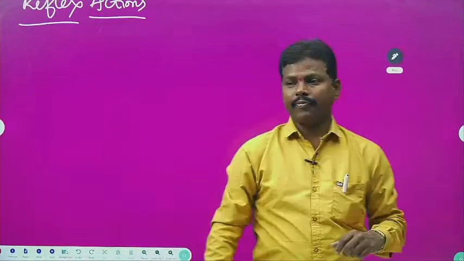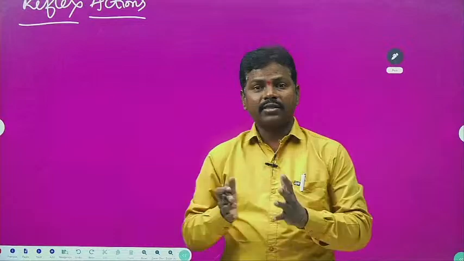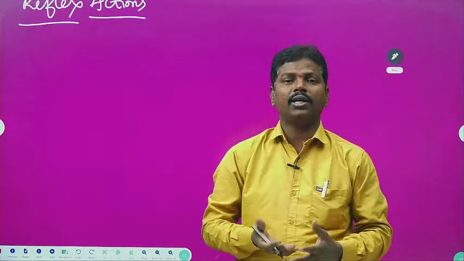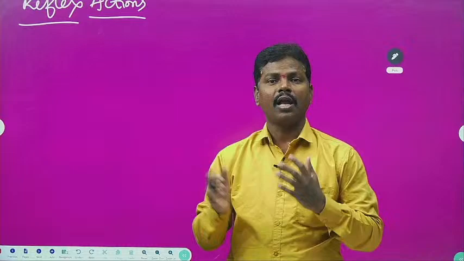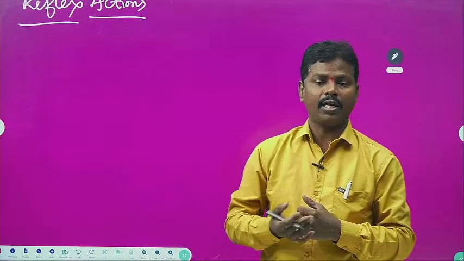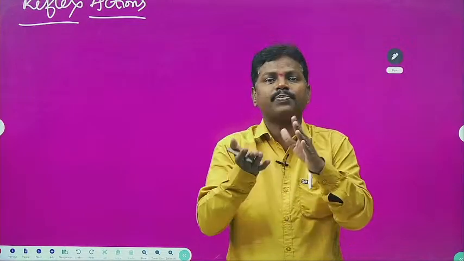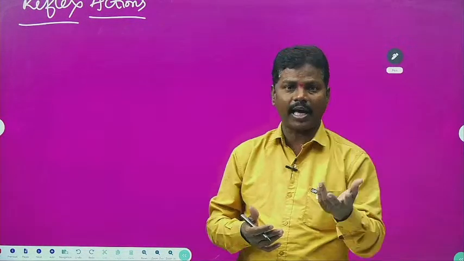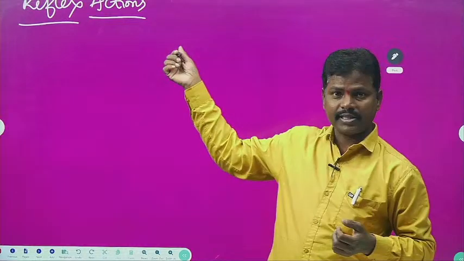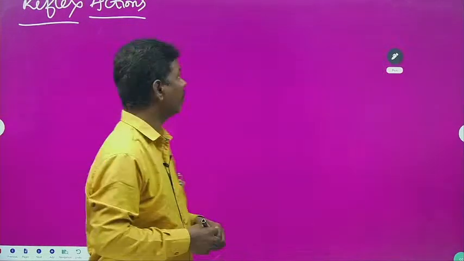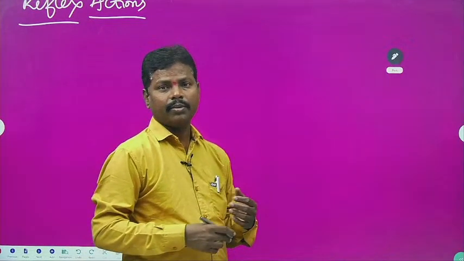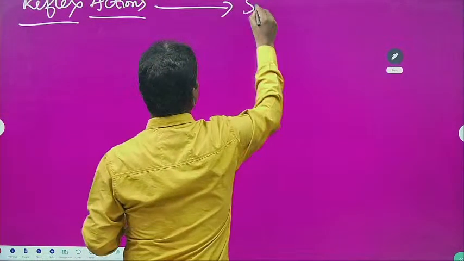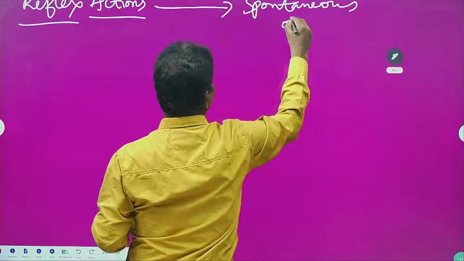What do you mean by reflex actions? The actions which are not under the control of our brain are called reflex actions. Or I am giving another definition: the actions which occur rapidly and spontaneously in our body are called reflex actions. But how will reflex action show in our body? By touching a hot object, immediately we remove our hand. Reflex actions are spontaneous or rapid.